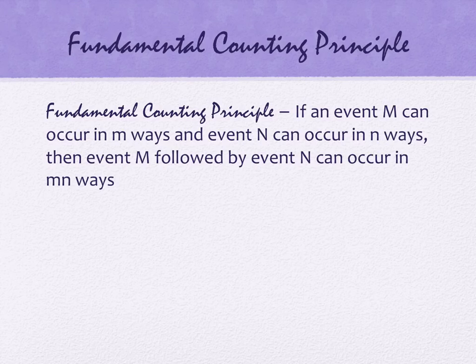All right, the fundamental principle of counting, or the fundamental counting principle, says the following. If an event capital M can occur in little m ways, and an event capital N can occur in little n ways, then event M followed by event N can occur in mn ways.